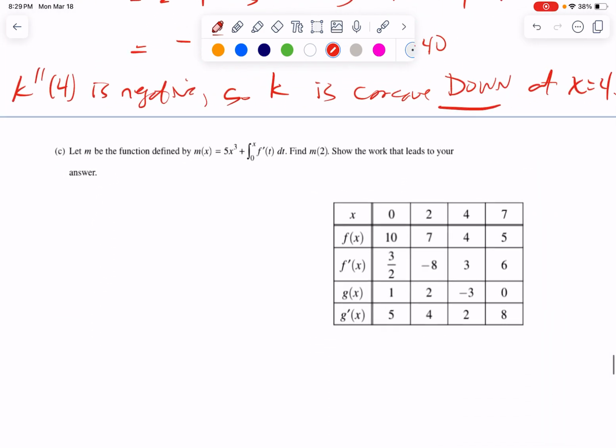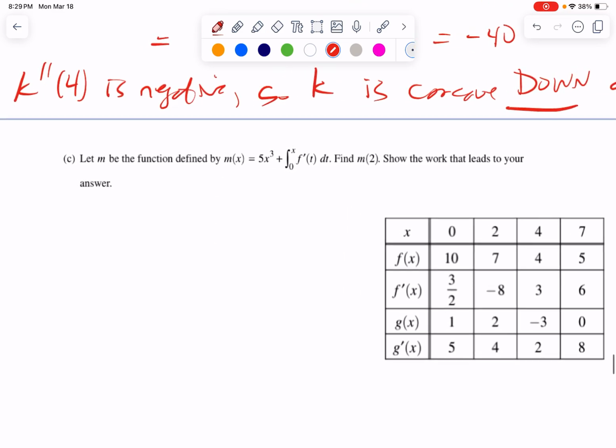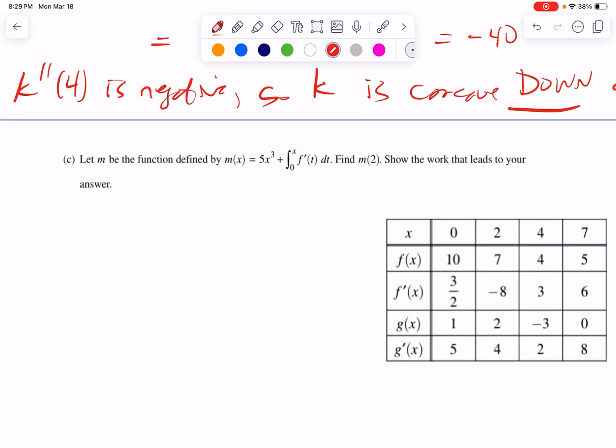All right. A lot of abstract stuff here, just practicing various rules. Okay, so now we want to find m of 2 for this function. So let's just plug in and see what we have. M of 2 would be 5 times 2 cubed, which is 8, plus the definite integral from 0 to 2 of f prime of t dt.